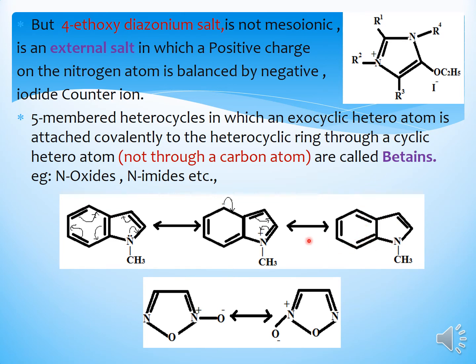Okay, and then moving on to the N-oxide. Right, here there are 2 possibilities of writing the resonating structures. You can write either on this side or on this side. So these are the 2 possibilities, these are 2 canonical forms in the N-oxides. So remember this, betaines are nothing but there should be no carbon atoms attached to it. It should be heterocyclic atoms that are there. Heteroatoms should be attached exocyclically.